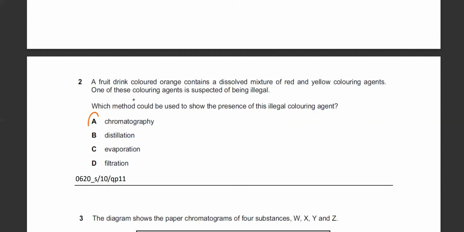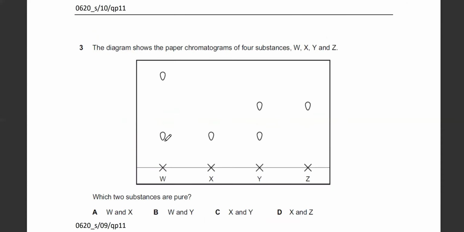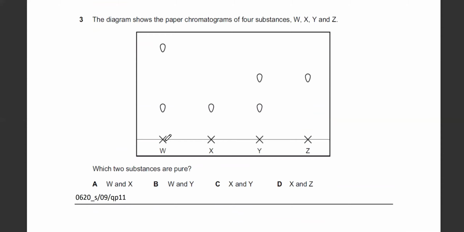Chromatography. Okay, so just when you see coloring agents, that's basically chromatography happening. Now, this question, I want to discuss this question. Remember, I told you that if two dyes travel the same distance or they have the same RF value, that means they are the same substance.